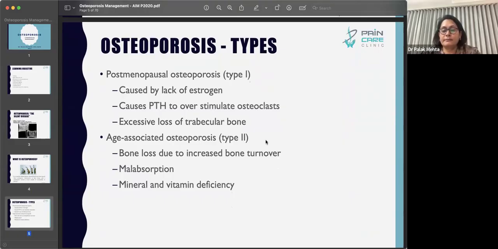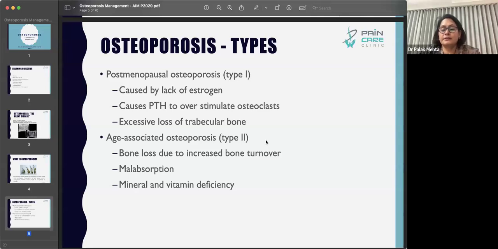There are mainly two types of bone cells: the osteoblast and the osteoclast. Osteoblasts are responsible for new bone formation, while osteoclasts are responsible for bone resorption, in short, breaking down of the bony tissue. So in osteoporosis, there is excessive loss of trabecular bone. Another type is age-related osteoporosis, which is more commonly seen in males after the age of 60, 65. Bone loss happens due to increased bone turnover.